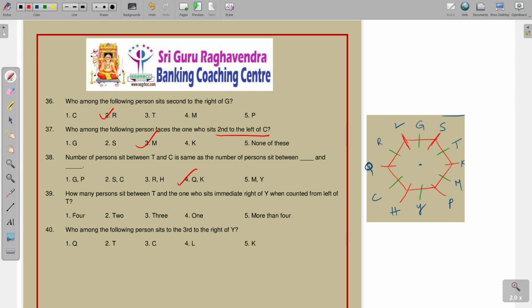How many persons sit between T and the one who sits immediate right of Y? That is P. When counted from the left of T, there are 2 persons. Who among the following persons sits third to the right of Y? Third to the right of Y, that is K.